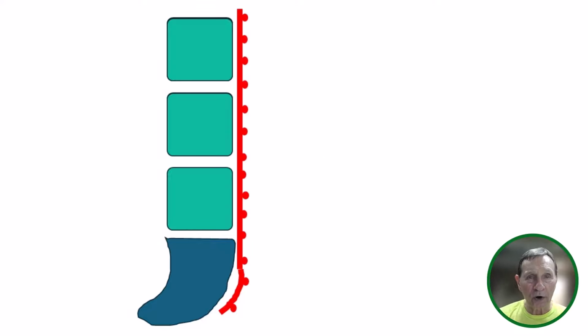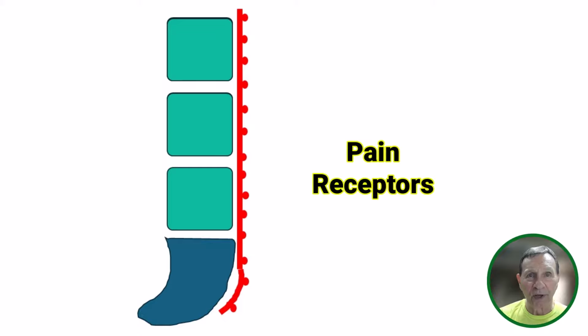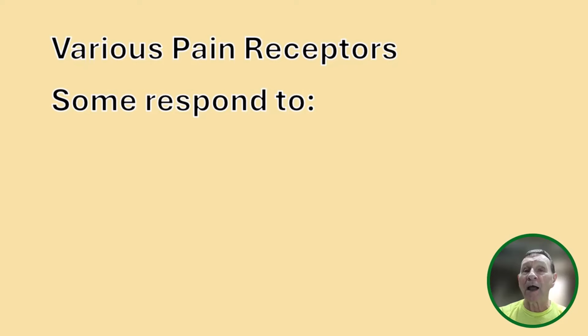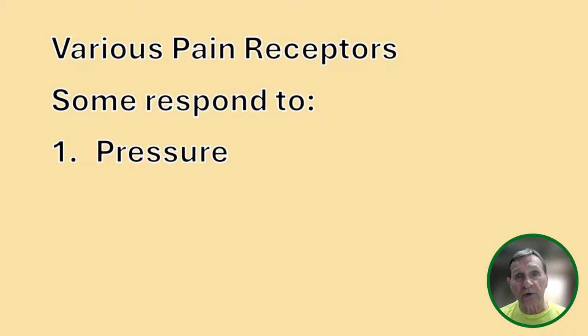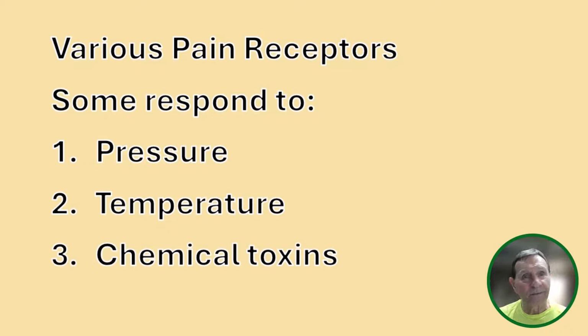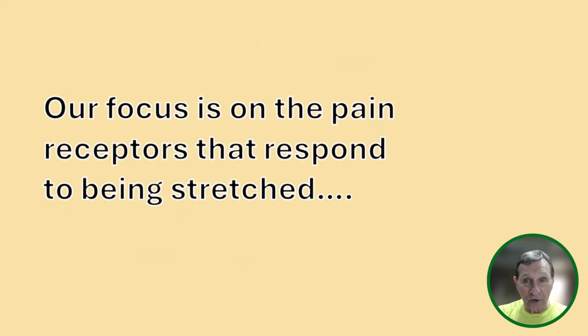Next, along each one of these longitudinal ligaments, we're going to find these little pain receptors. And they don't really look like this. I just put little red balls in to represent them. The pain receptors are actually complexes of nerve fibers. Now, there's a whole bunch of different kinds of pain receptors. Some of them respond to pressure, some respond to temperature, some respond to different chemicals. But the ones that I want to focus on here are the ones that respond to being stretched. If you stretch them, they send a signal up to the brain that says, ouch.